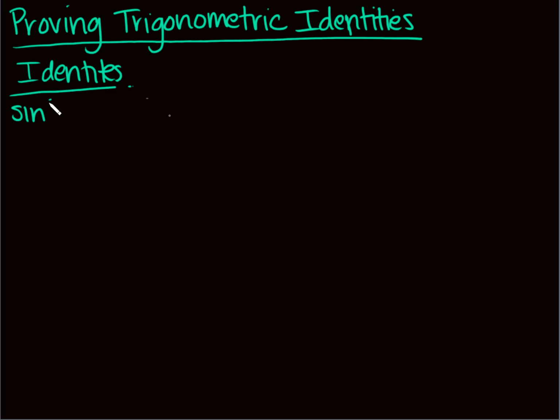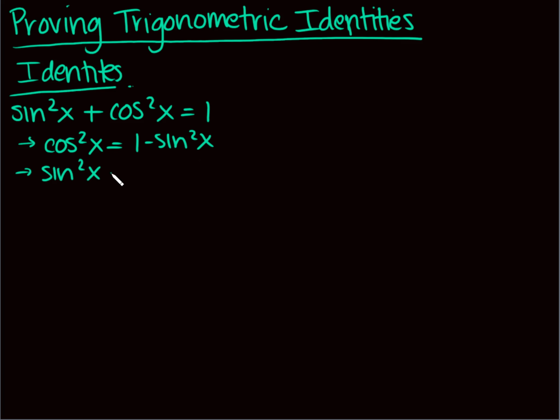We know that sine squared x plus cosine squared x is equal to 1. From that, we know that cosine squared is 1 minus sine squared, and we also know that sine squared is 1 minus cosine squared. Whoops, I need a squared in there. What else do we know? If we divide everything by cosine squared, we get tangent squared plus 1 equals secant squared.